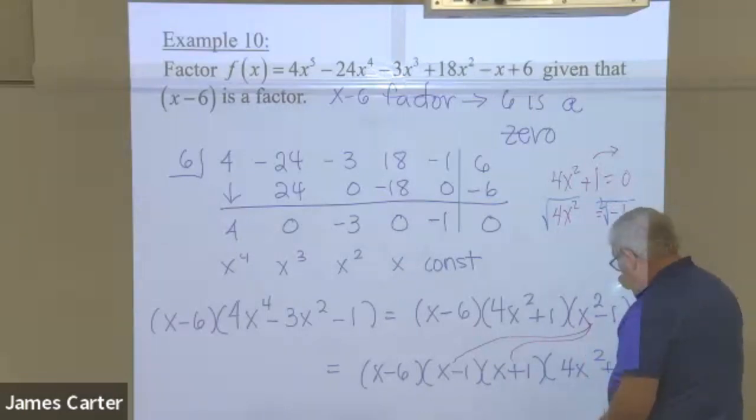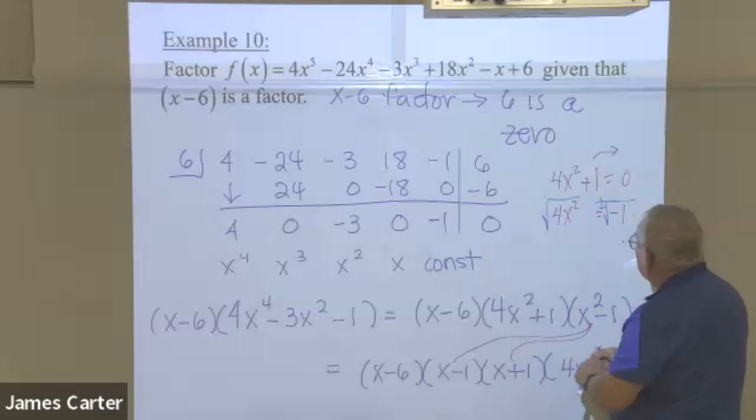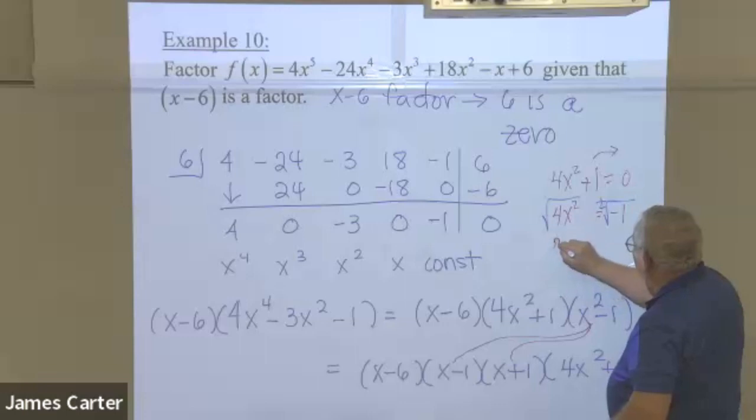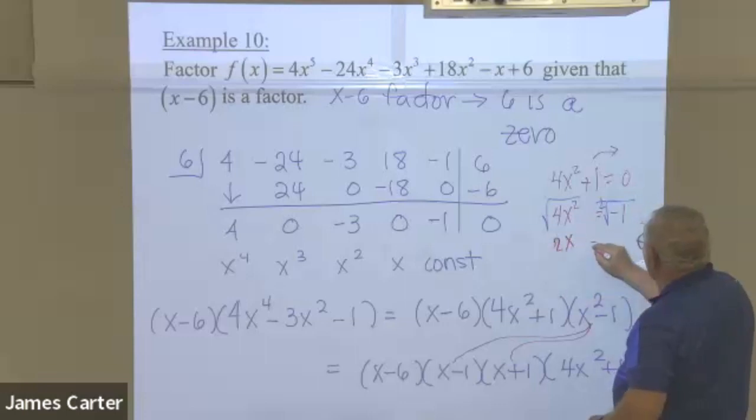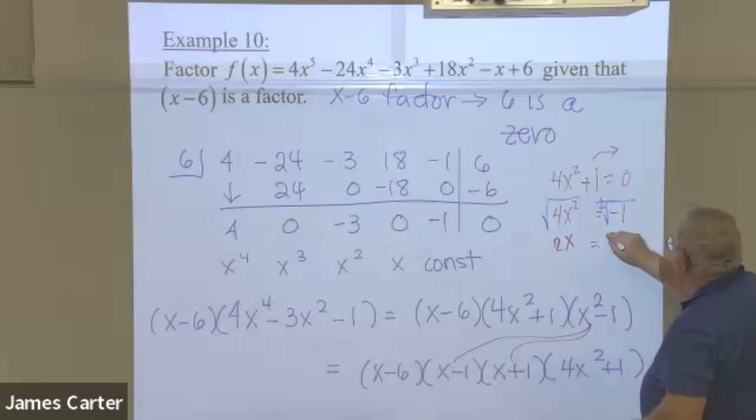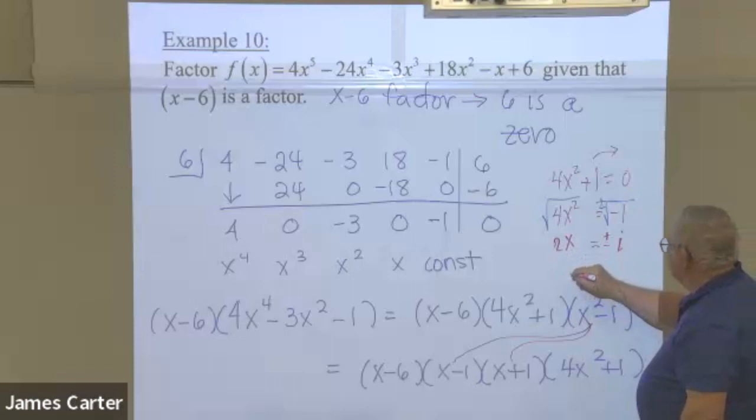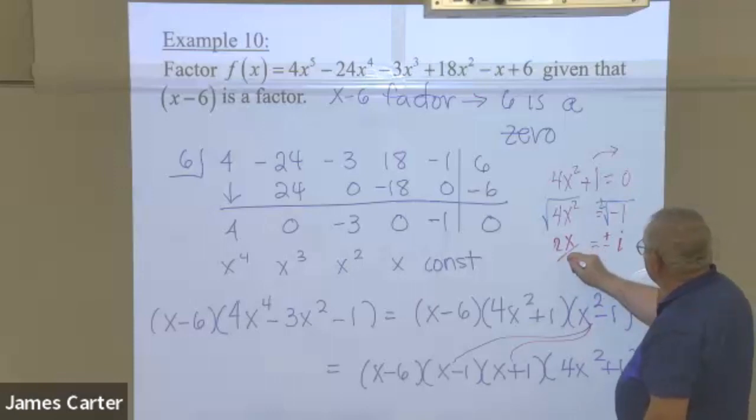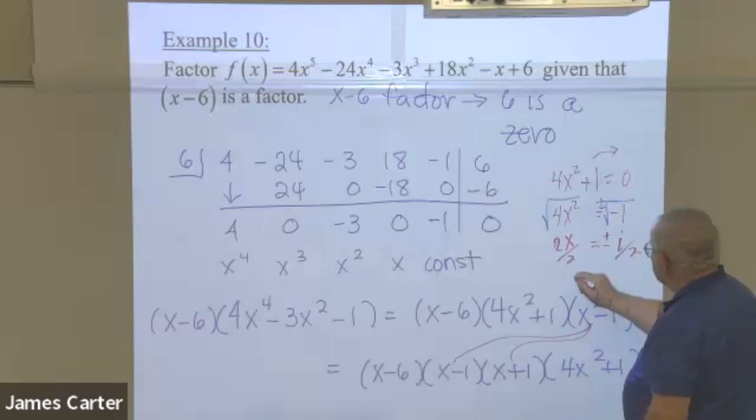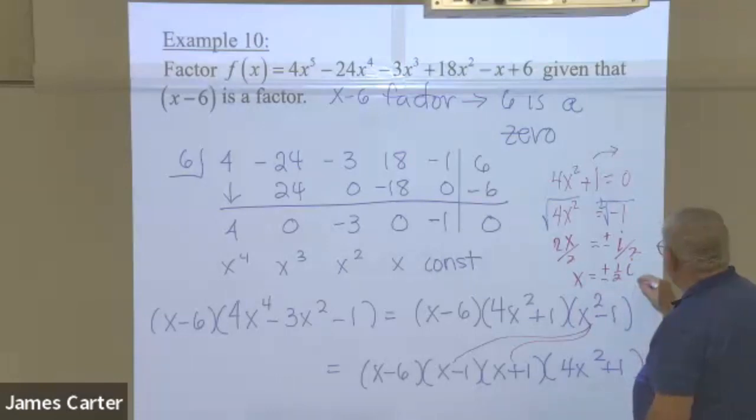Okay? Well, we do that, and we're going to get 2x here, and over here we're going to get plus or minus i, because of this negative square root. Now, we've got to finish. We need to divide both sides by 2. So x becomes plus or minus 1/2 i.